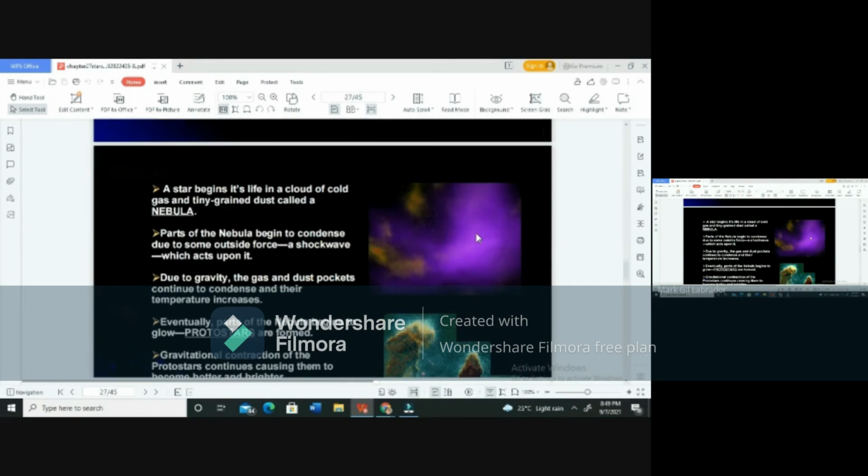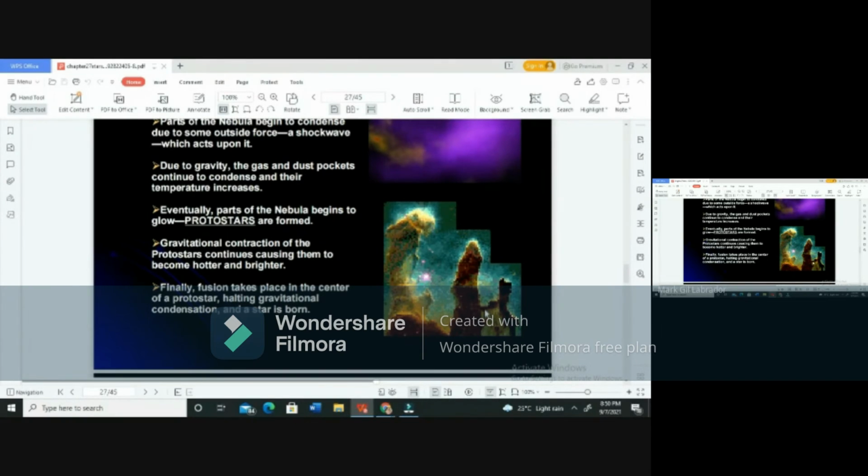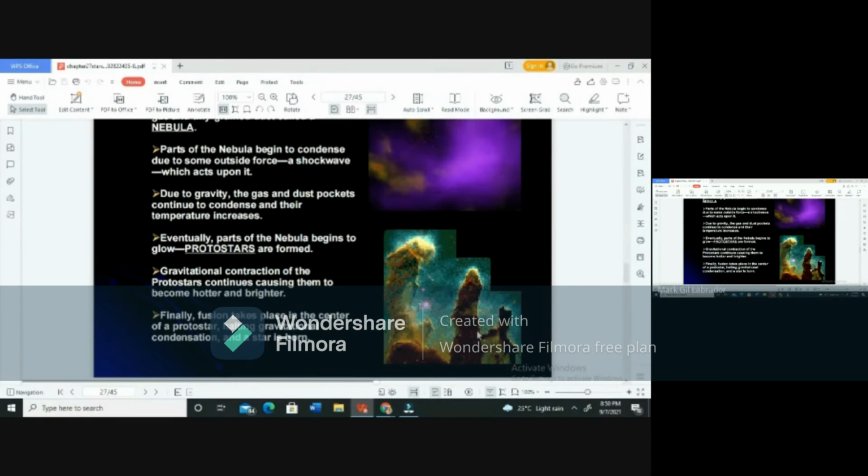Okay? So, in summary, again, the life of a star begins in a cloud of cold gas and tiny grain dust called a nebula. Ito yun, gases siya. And some parts of the nebula begin to condense due to some outside force, a shockwave which acts upon it. So, siyempre, mga gases sila, may mga shockwaves sila, nagbabanggaan. And also due to gravity, the gas and dust pockets continue to condense and their temperature increases. And eventually, parts of the nebula begin to glow. From nebula, magiging protostars pa siya.